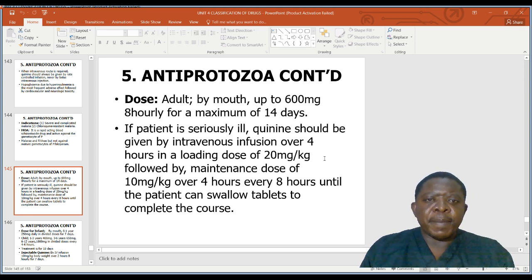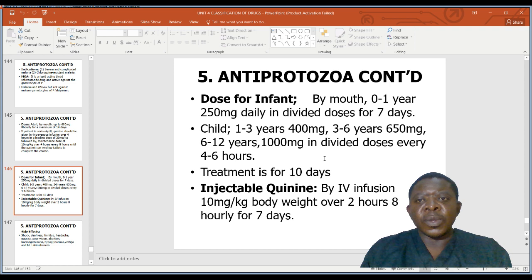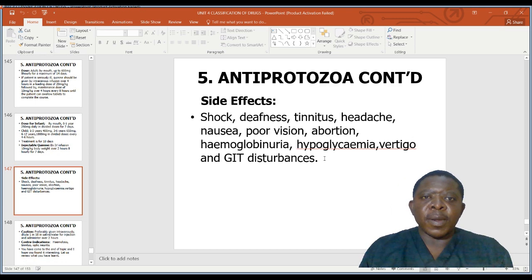So if the patient is seriously ill, quinine should be given by intravenous infusion. That is 20 milligrams per kg body weight when you're giving an infusion. Then a maintenance dose of 10 milligrams per kg body weight can be given. For infants, you can calculate them using the guide which has been given. Treatment is for about 10 days, and then quinine injection infusion can be given at 10 milligrams per kg body weight over 2 hours, 8 hourly, for about 7 days.